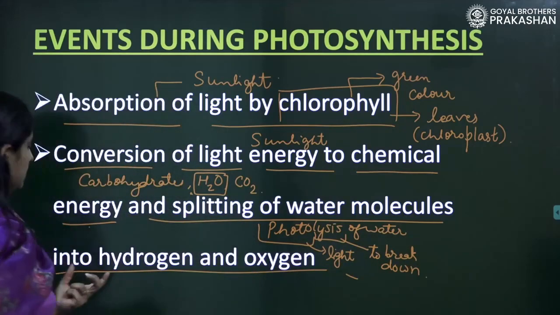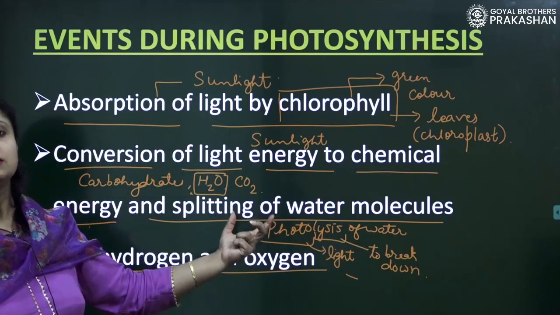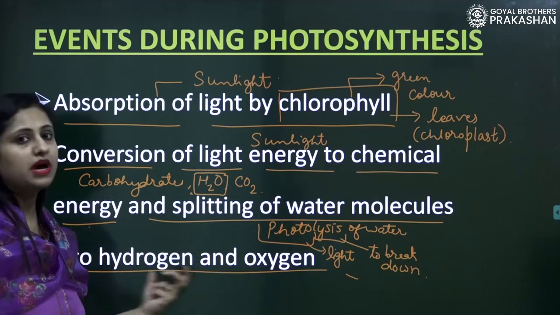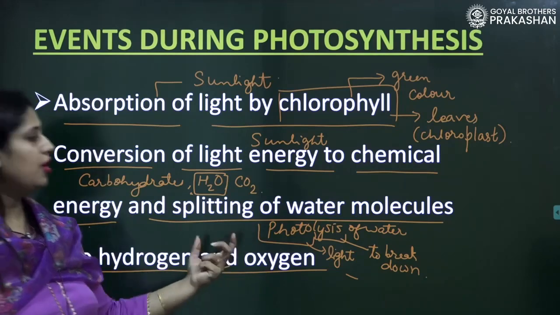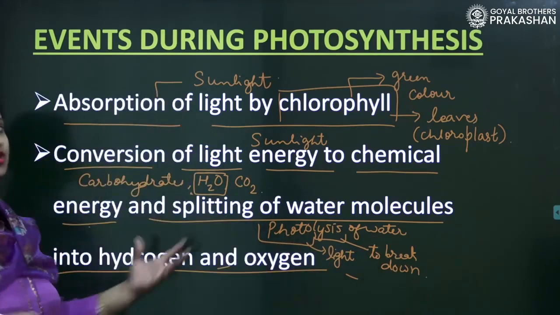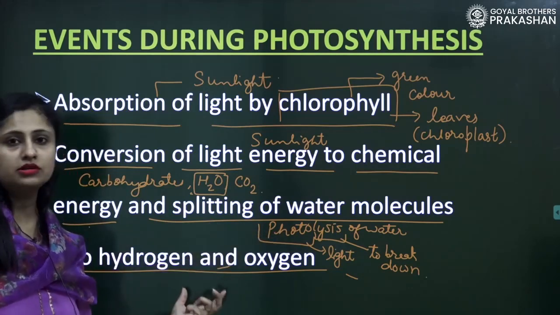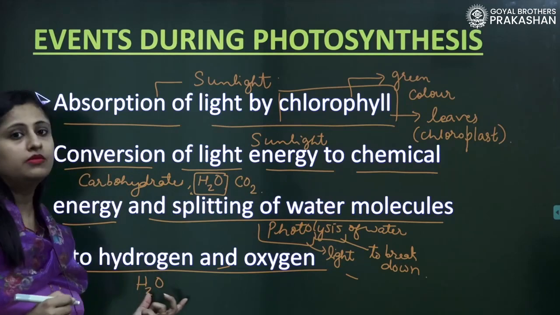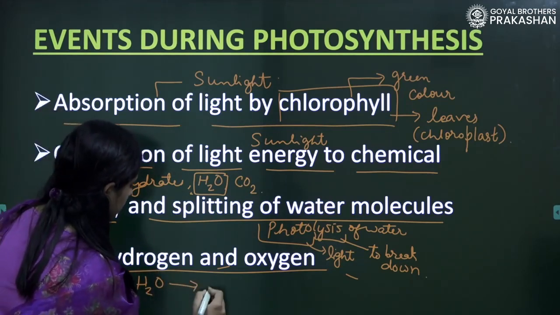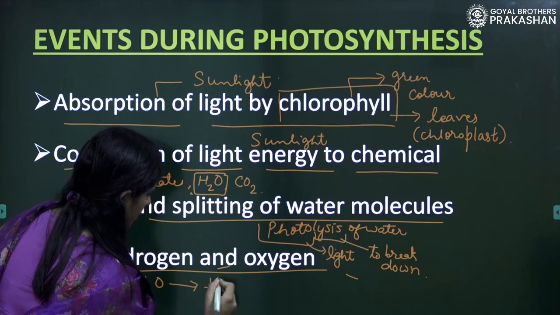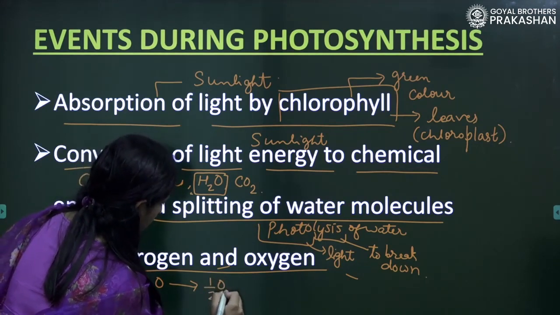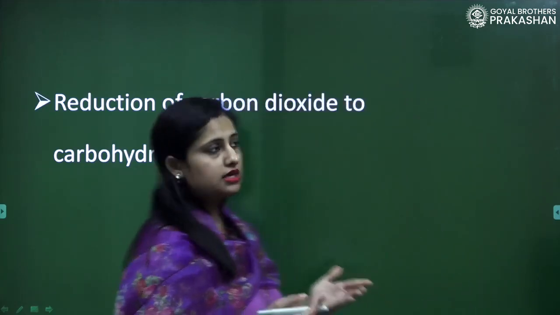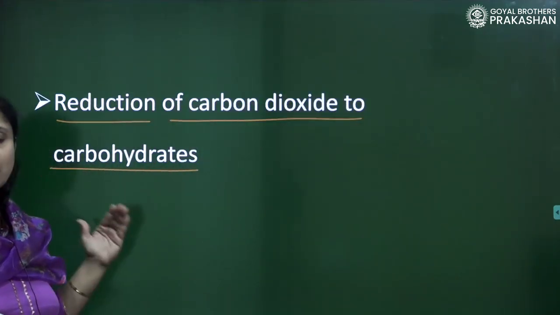Now, the water molecules are split into hydrogen and oxygen. These two are the byproducts which are formed when the water molecules split. So I am writing here the chemical equation for this statement, that is H2O, water, breaks down into half O2 plus H2.